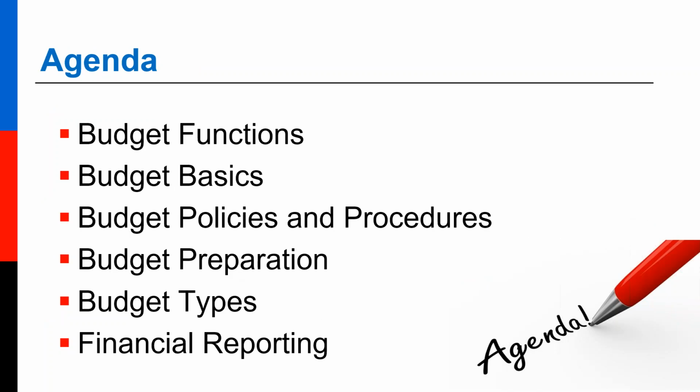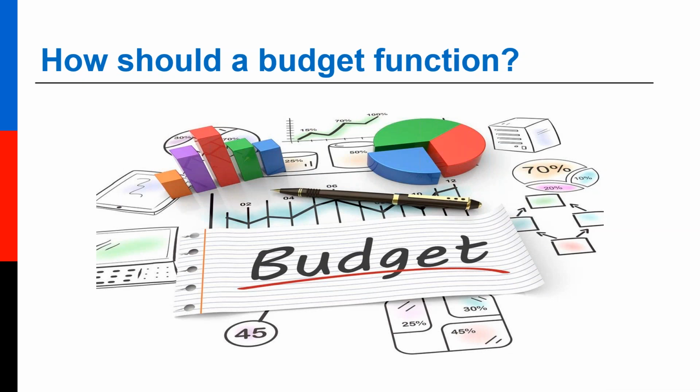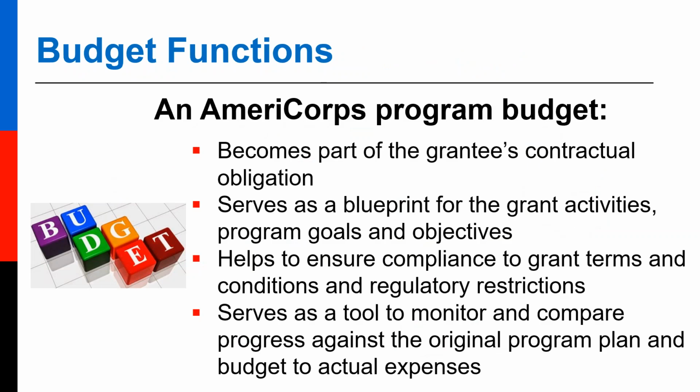To support those outcomes, we're going to discuss the following today: budget functions, budget basics, policies, procedures, preparation, budget types, and we'll end with financial reporting. Before we begin talking about the nuts and bolts of the AmeriCorps budget, we're going to spend a few minutes talking about how a budget should function and what makes an effective budget.